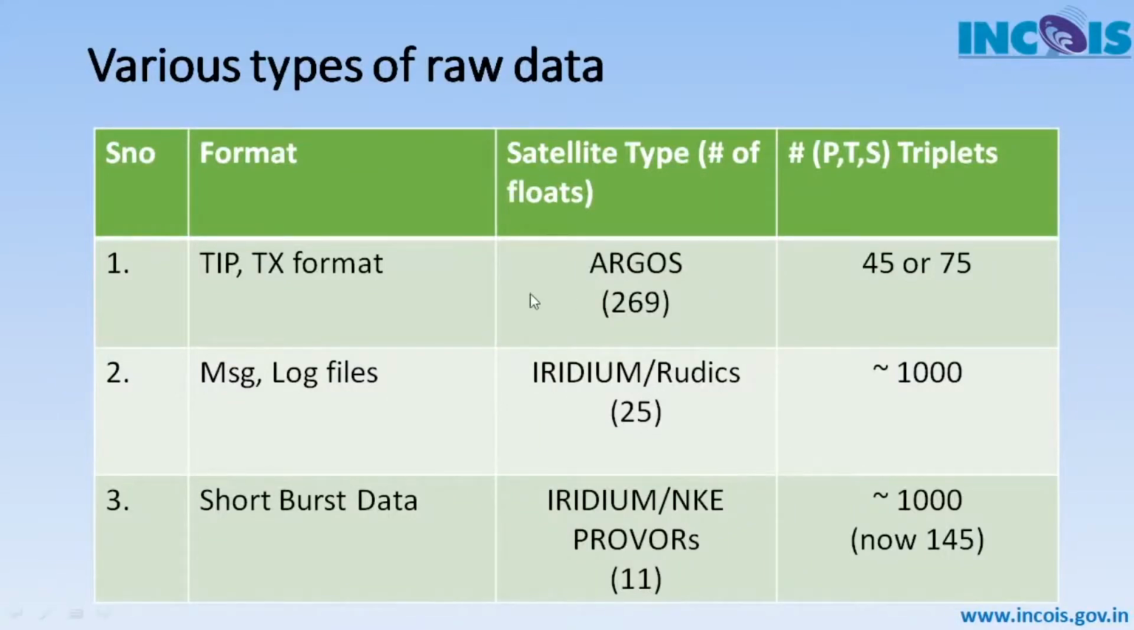And coming to the various formats which I mentioned, TIP and TX formats for Argos communications, we get either 45 records or 75 records from these floats. Message and log files for the Iridium communication, we get nearly 1000 records, which is very high resolution. And then short burst data is mainly from either Iridium or NKE floats that are from France. Here also we get around 1000 packets, and we can also set it to any number, for example some of the floats we set to around 145 records. So it is how we program them and then start deploying them.